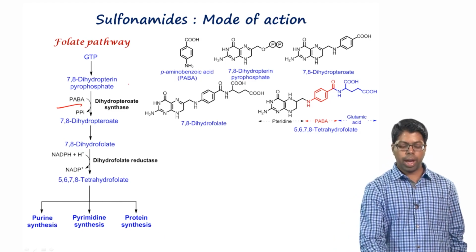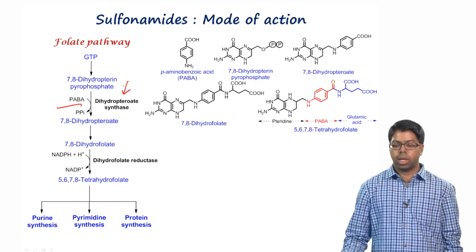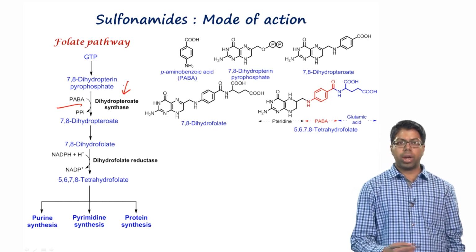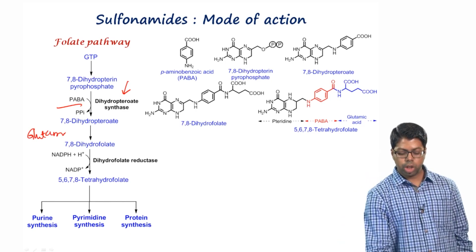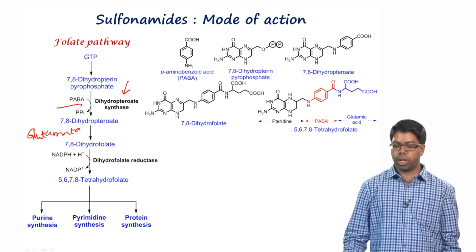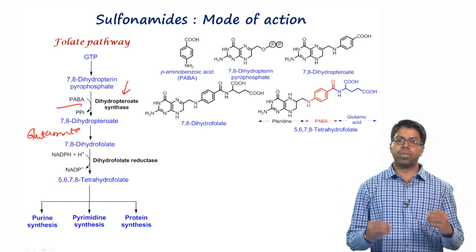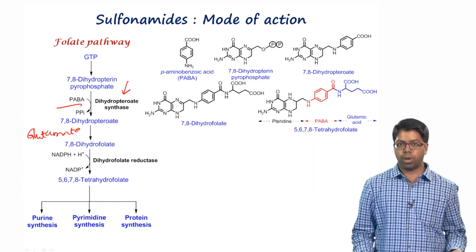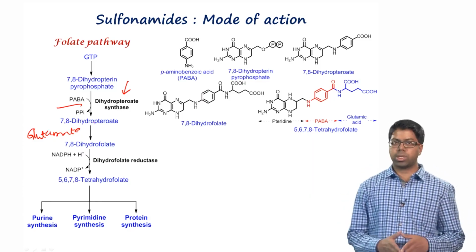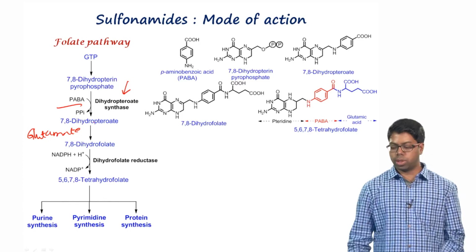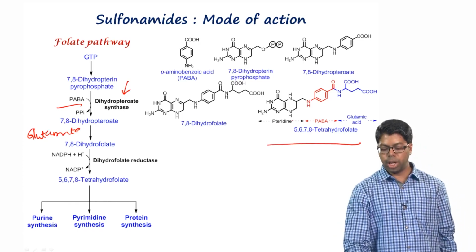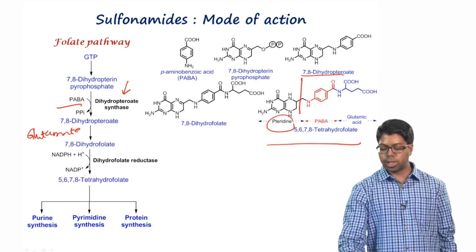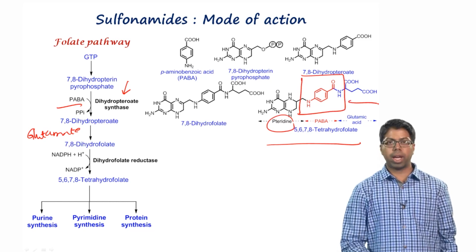of an enzyme called dihydropteroate synthase. Then this dihydropteroate is enzymatically glutamylated to form 7,8-dihydrofolate, which is further reduced in the presence of dihydrofolate reductase to give tetrahydrofolate, which is an important precursor for the synthesis of purines, pyrimidines and proteins. This is how the structure of tetrahydrofolate looks. It has a pteridine ring, a para-aminobenzoic acid and a glutamic acid moiety.